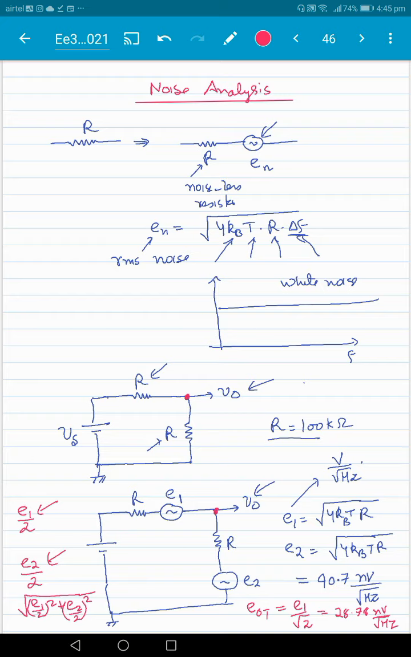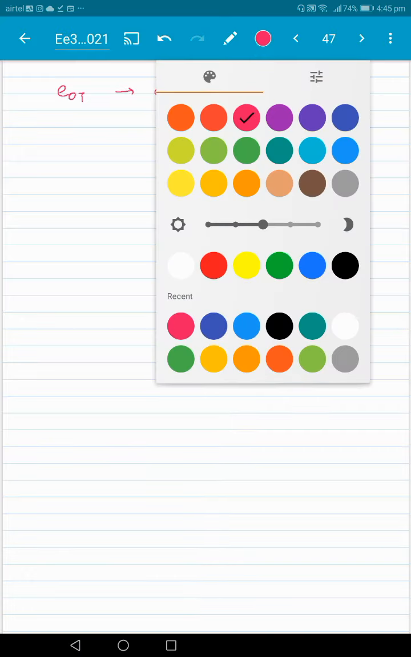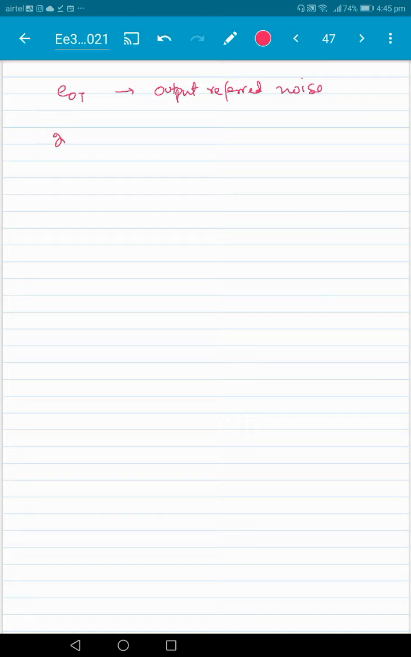What we have just calculated, we will call EOT, and we call this the output referred noise here. Output referred noise. Now sometimes what we want is what we call input referred noise here.